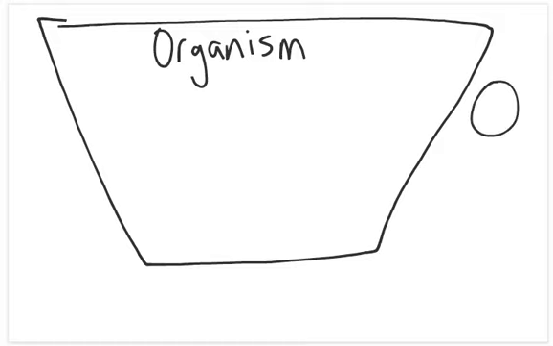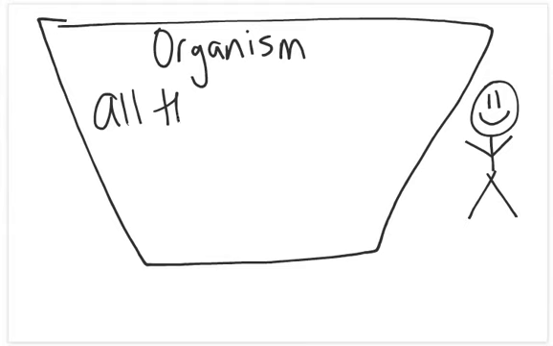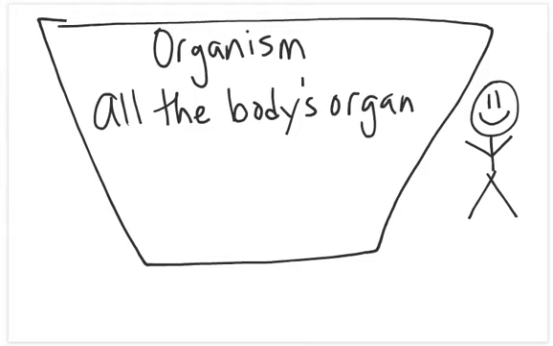And the last little trapezoid up at the top is for the whole organism. So over here, pretty simple, draw a person. And then the organism is defined in this situation, when we're talking about structure of organisms, as all the body's organ systems together.